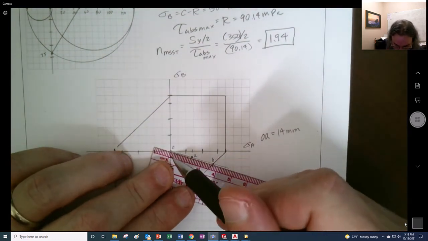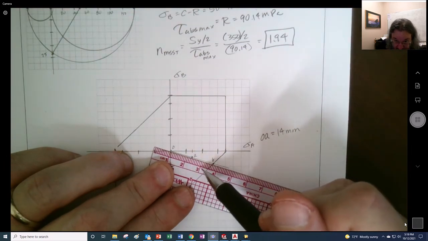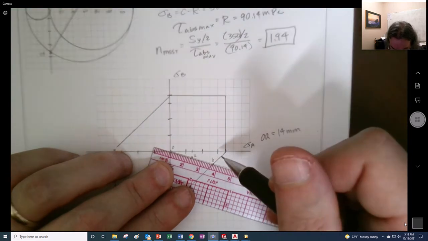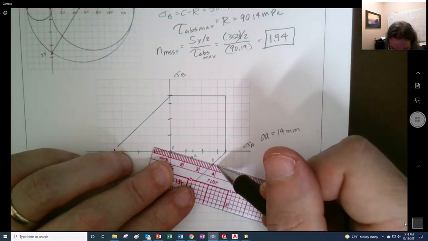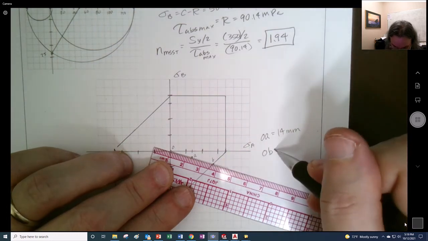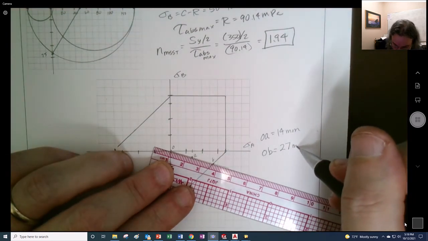Remember that I started at the 1 right here, so that's actually 10, 20, so it's going to be 20 something. And looking closely there, I'll actually go backwards and go 1, 2, 3. It's hard to say, but for OB right there, I said that it was 27 millimeters.